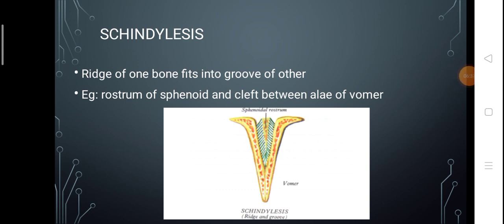What is schindylesis? It is a specialized suture where the ridge of one bone fits into the groove of another bone. For example, the joint between the rostrum of the sphenoid bone and the cleft between the ala of the vomer bone. That is, one bone splits into two, and another bone fits into that split portion of the other bone.